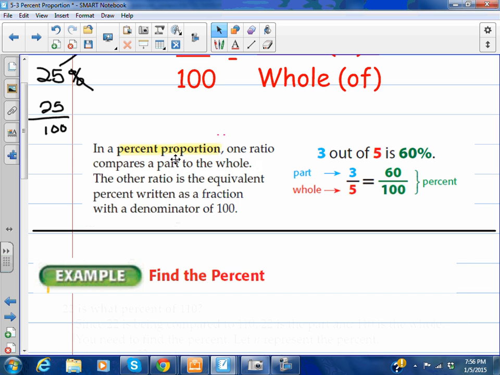Like an example below, in the percent proportion, one ratio compares a part to a whole. The other ratio is equivalent percent written as a fraction with a denominator of 100. So it's pretty much just a percent written as a fraction, as shown here.